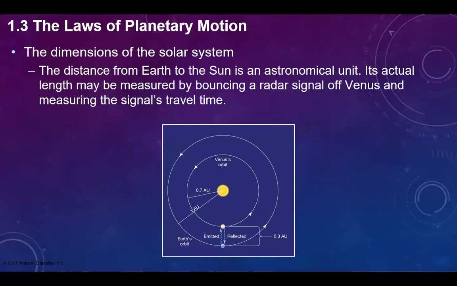And so when we deal with the laws of planetary motion, the distance from the Earth to the sun is called an astronomical unit. Its actual length can be measured by bouncing a radar signal off Venus and measuring the signal's travel time.